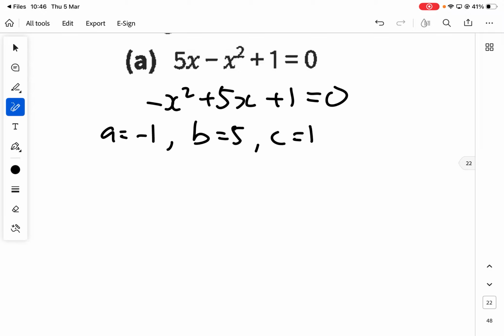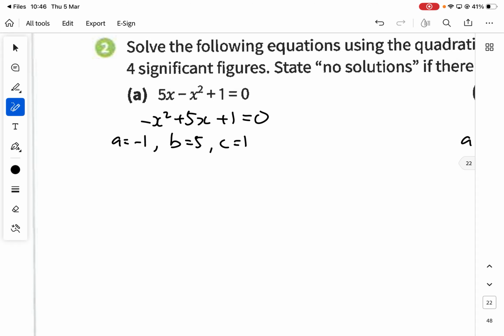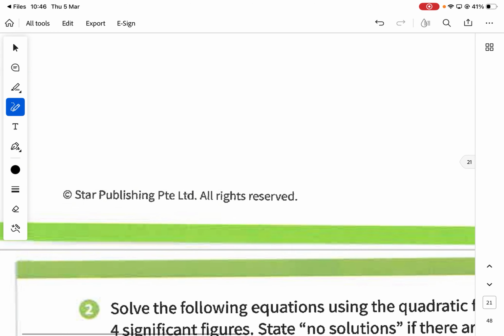No answer, yes, because inside your square root is a negative number. So negative number cannot square root. So no solution. Oh, so this one no answer. Ah, no answer.